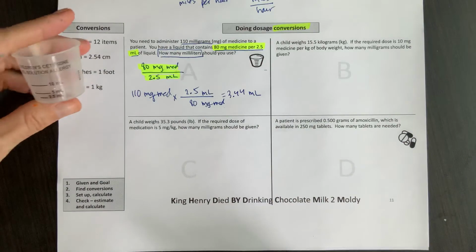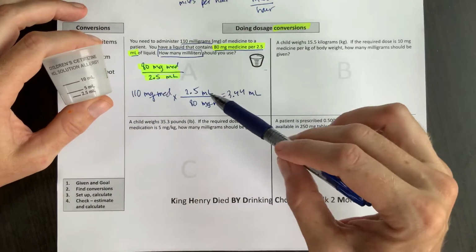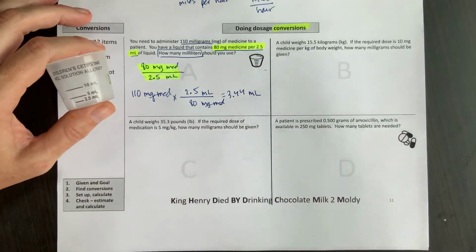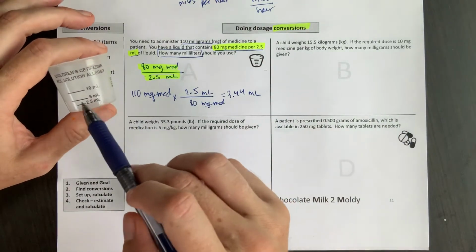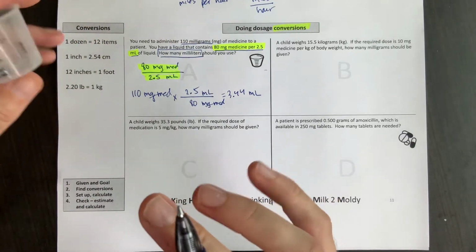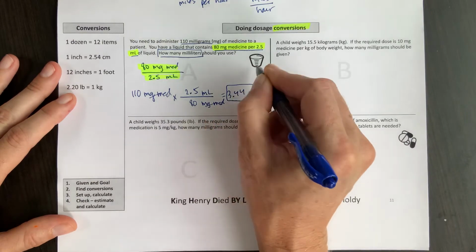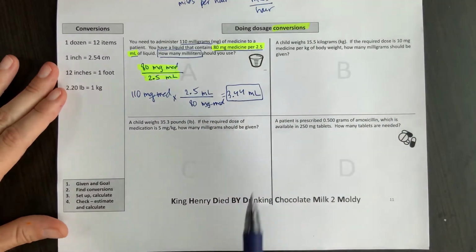And at least in terms of estimating, that makes sense, right? If you came up with, say you had inverted this and came up with 300 mils of medicine, that would seem like an odd amount to give to my child, right? We're usually giving 10-ish mils of medicine to a child. So this is the mils that I'm going to measure out for that patient, okay?